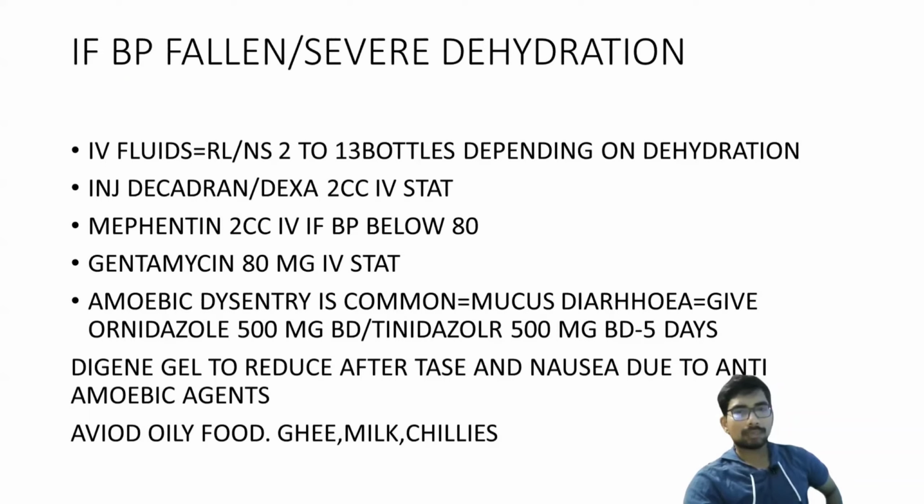Amoebic dysentery is common with mucus diarrhea. If it is there, we can give metronidazole 500 mg BD or tinidazole 500 mg BD for 5 days. Lysine gel can reduce the metallic taste and nausea due to anti-amoebic agents. Avoid oily foods, ghee, milk, and chilies.